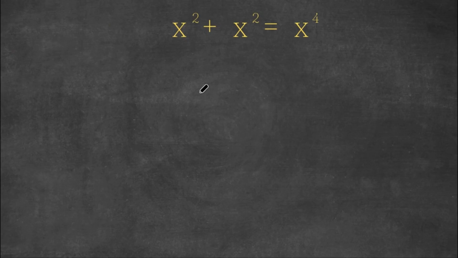In today's video, I'm going to be teaching you guys how to solve this exponential equation. So we have x squared plus x squared is equal to x to the power of 4. Now, what I'm first going to do is subtract x to the power of 4 on both sides.